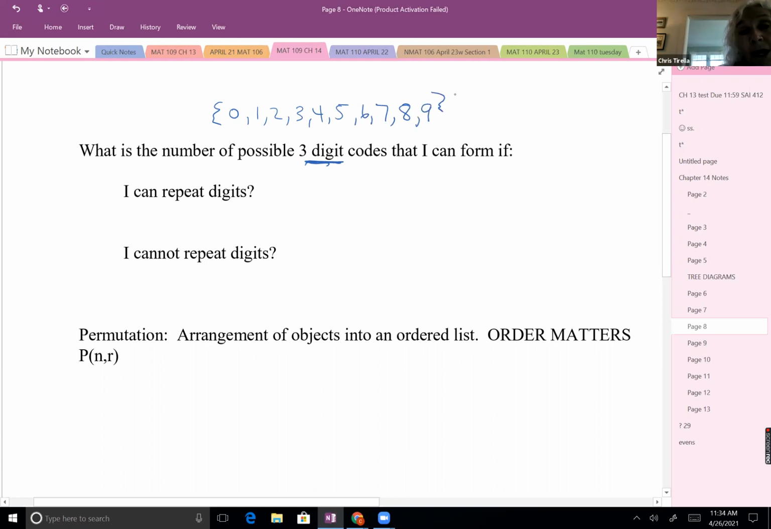And so over here, I have 10 digits. I want to pick 3 digits. For the first one, I have 10 choices. If I can repeat, for the second one, I also have 10 choices. And the third one, I also have 10 choices. And so 10 times 10 times 10 would give me 1,000 different numbers.